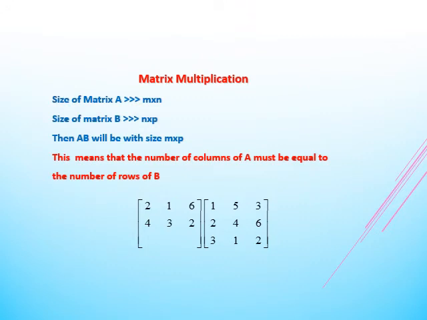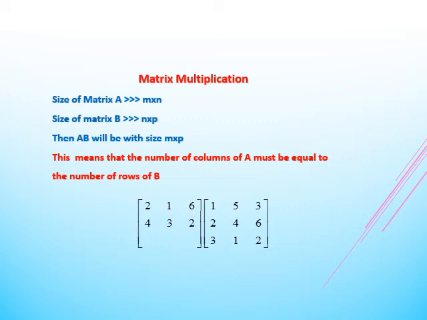Finally, we will move to matrix multiplication. As we said, the size is a very important rule in addition and subtraction; two or three matrices should have the same size to be added or subtracted from each other. Now for multiplication we have a very important rule. Note that to multiply two matrices, the number of columns in the first matrix should equal the number of rows in the second matrix.